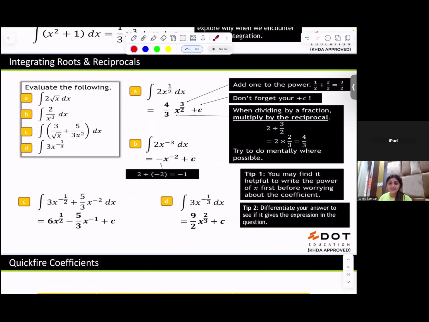Try it. Always ensure that your term is in the index form. So root x, when you are going to integrate, you will write x raised to 1 by 2. This is x cube. When you're going to integrate it, it's going to become x raised to minus 3. Okay, this is root x. When you're going to integrate it, it's going to become x raised to minus half, and this is going to become x raised to minus 2. This is already in the index form, so you need not worry.